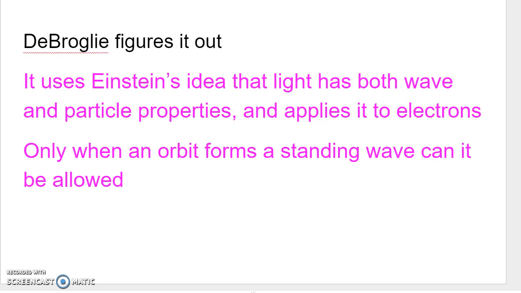Now, there was a young grad student in France named de Broglie. He wrote his PhD thesis, and he used Einstein's idea that light was both wave and particle. And he thought, what if this applied to electrons? If that was true, then the orbits that form a standing wave could be the reason why only certain orbits are allowed. Most of his professors thought he was crazy. He wrote a letter to Einstein, and when Einstein read it, he thought, this explains everything, and de Broglie got a Nobel Prize for his PhD thesis.